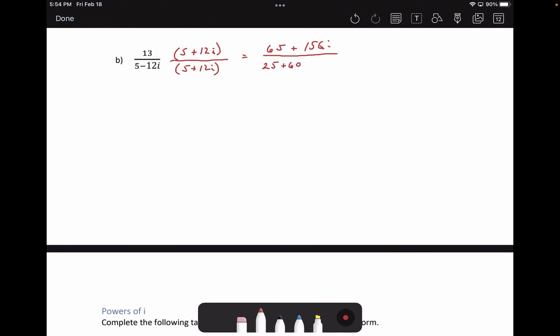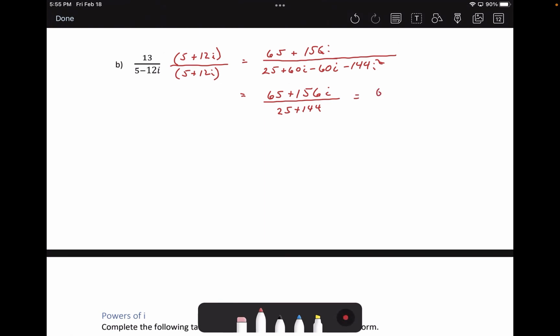plus 60i minus 60i minus 144i squared. Just copy down the top, and we can simplify the denominator. Notice the 60i's cancel, and -144i squared becomes plus 144. Remember, i squared is -1.